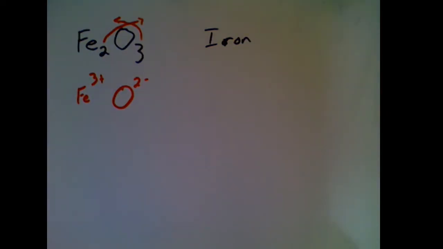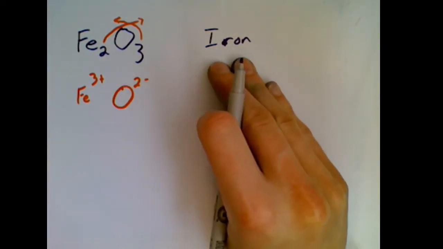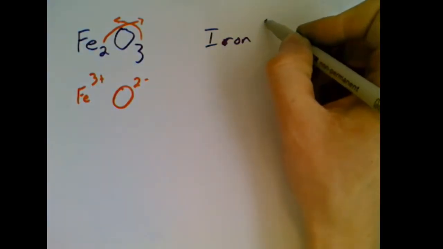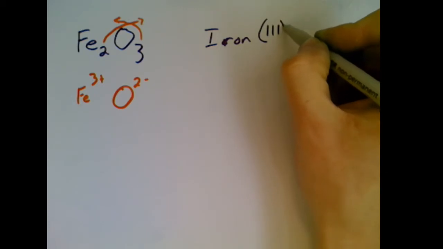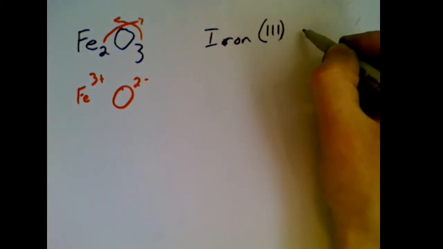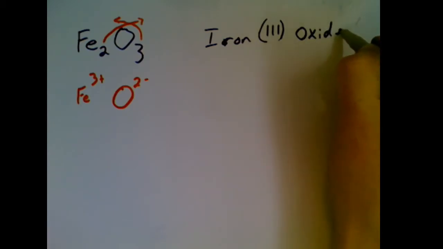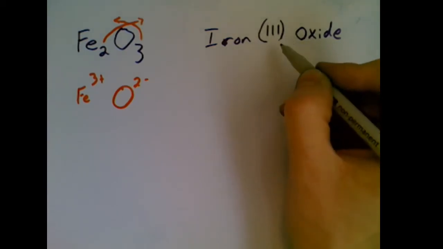So the way that I'm actually going to write my name for this compound is I'm going to tell people this was iron with a charge of 3. So I'm going to put brackets, and then I'm going to use the Roman numeral for 3. And then I'm going to write oxide. This is how I now know what charge it has.